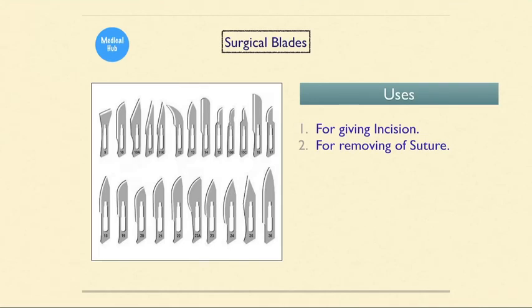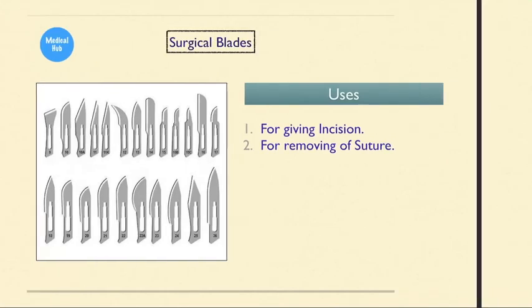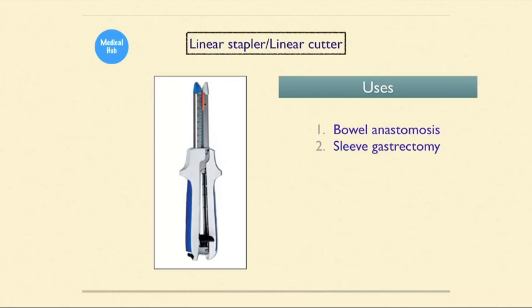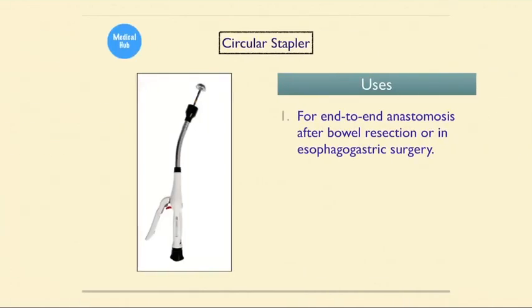The uses of surgical blades are for giving incision and for removing of suture. Our next instrument is linear stapler or linear cutter. The uses are bowel anastomosis and sleeve gastrectomy. Our next instrument is circular stapler. Uses are for end-to-end anastomosis after bowel resection or in esophagogastric surgery.